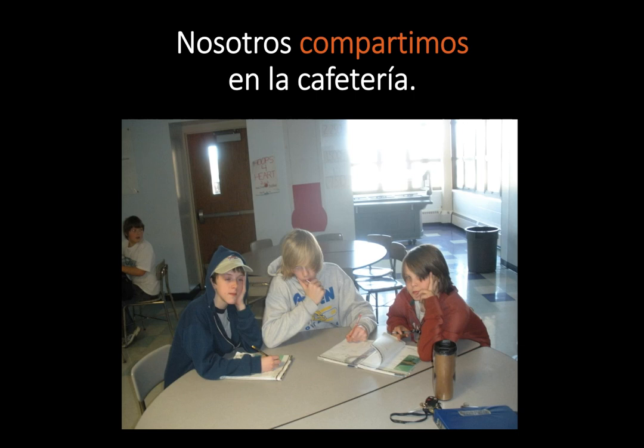Nosotros compartimos en la cafetería. This one might be tricky because remember, compartir, when we each get part, that means we're sharing. And in the cafeteria, they're not sharing a food item. They're sharing time with each other. Nosotros compartimos en la cafetería.